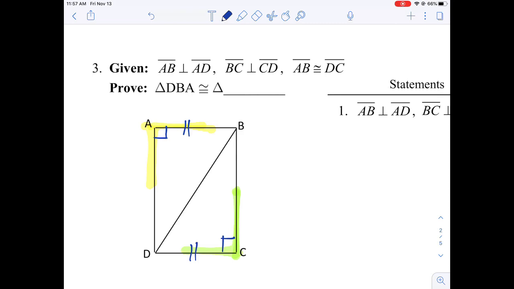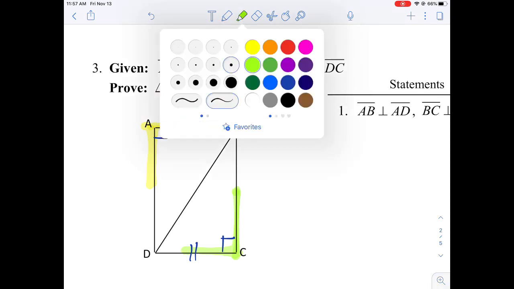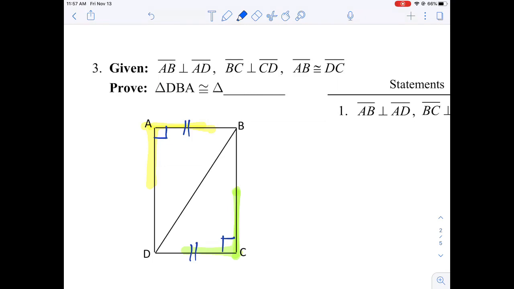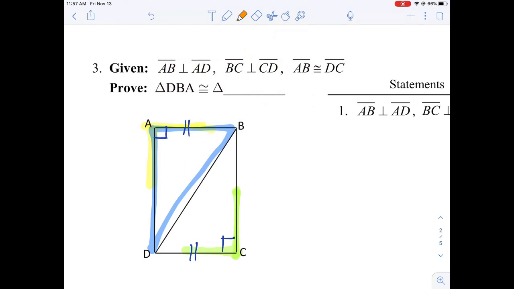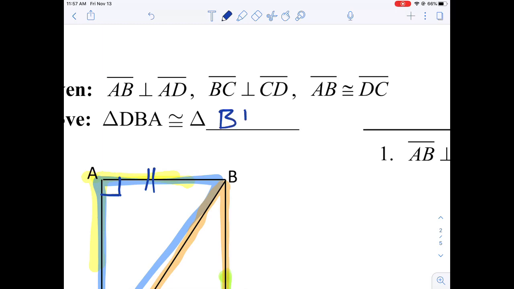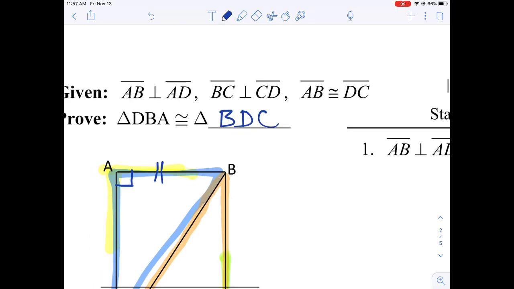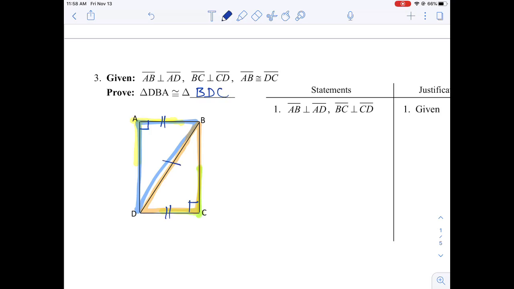And let's see what we're trying to prove. We're trying to prove, let me go with a blue highlighter, DBA. So this triangle, D to B to A, is congruent to this triangle, which is its buddy, B to D to C. Noticing that D is the smallest angle in its triangle and B is the smallest angle in this other triangle, this would go BDC in correspondence, and they share a side. So there's our reflexive side, which also happens to be the hypotenuse.